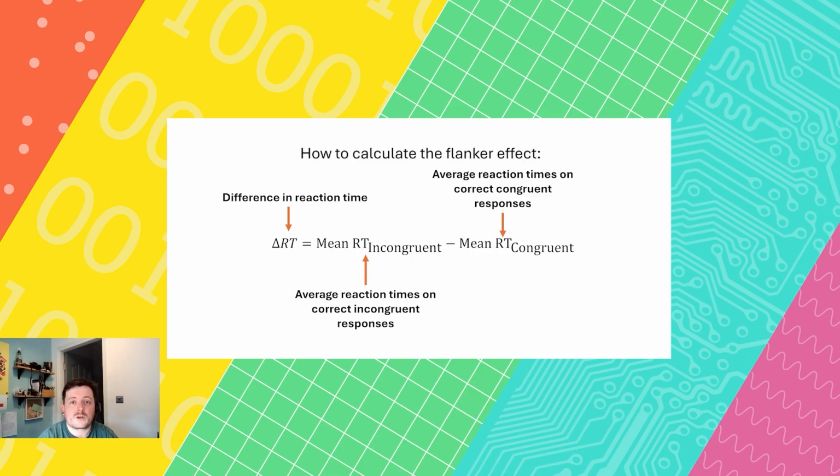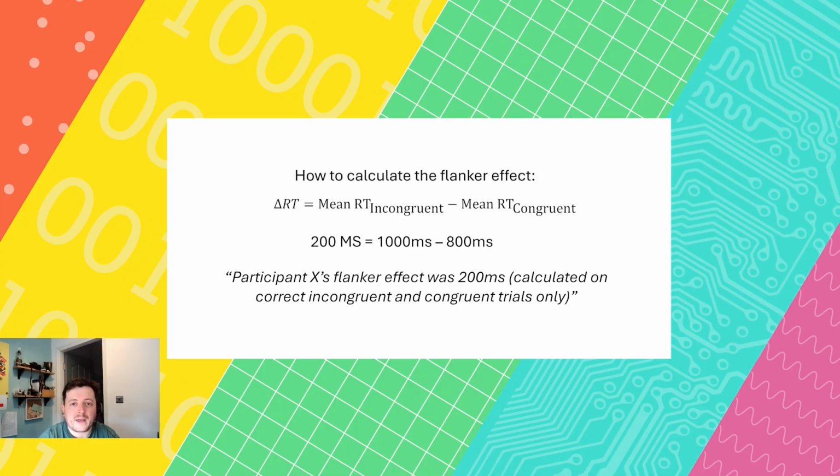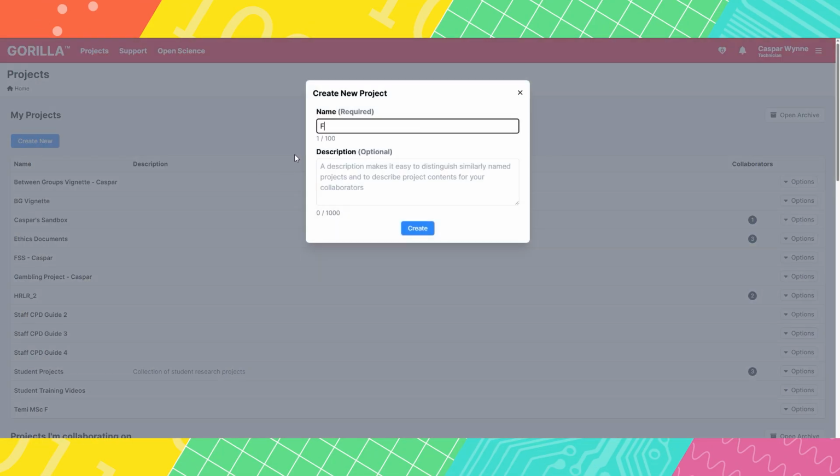We're interested in recording how fast a person responds to the central target, so their reaction time, usually measured in milliseconds, but also how accurate they were in their response. Okay, this all seems a bit abstract right now, but hopefully this will make sense once we start building the task. Create a new project and call it something sensible like Flanker Experiment.